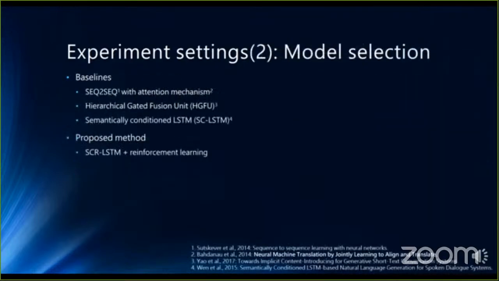And we chose several methods as baselines for comparison. These baseline models can be modified to incorporate semantic information into sequence generation. We chose sequence-to-sequence with attention, hierarchical gated fusion unit, and semantically conditioned LSTM as baselines, and SER LSTM with reinforcement learning as our proposed method.